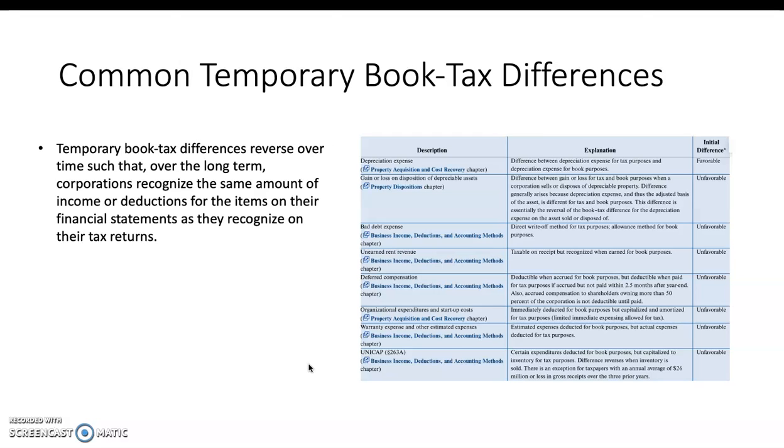Common temporary book tax differences. A temporary book tax difference reverses over time such that over the long run, corporations recognize the same amount of income or deductions for the items on their financial statements as they recognize on their tax returns.